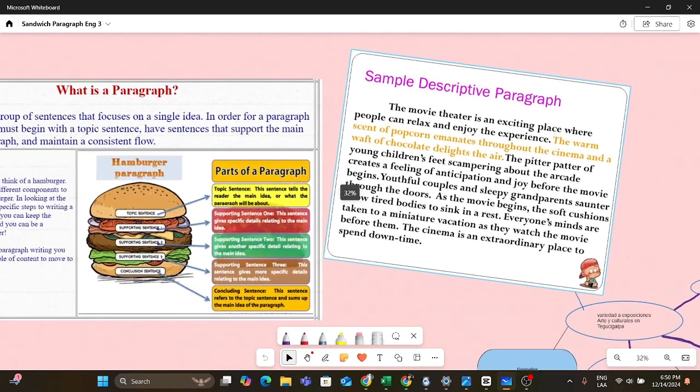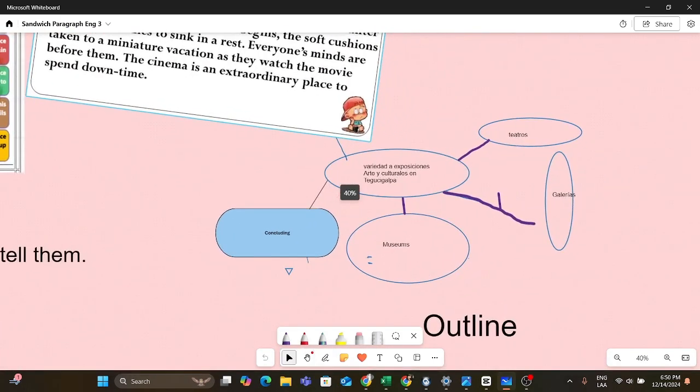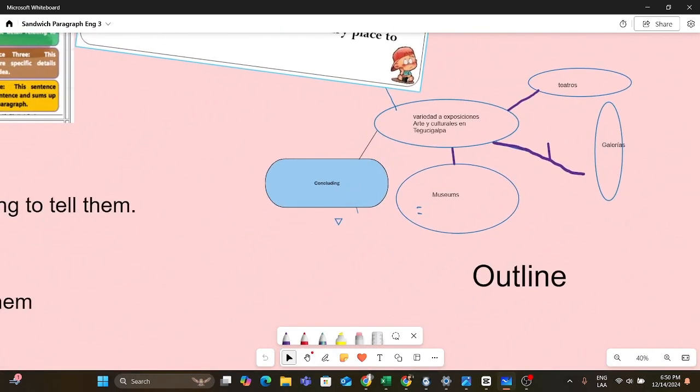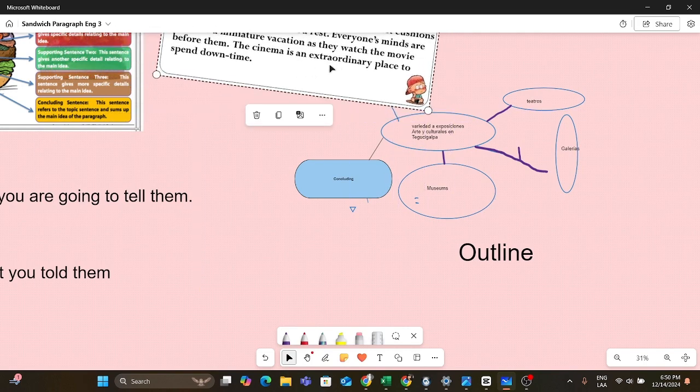an effective paragraph. Something that I would recommend you to do is to organize it first. Organize it. And how we can organize a paragraph or an essay or a thesis, something that you write. Okay, you can work with an outline for example, this outline, we can see that this is, in my case, it is in Spanish, okay? So I'm going to talk about the variedad de exposiciones de arte y cultura en Tegucigalpa, right? That is my main idea.